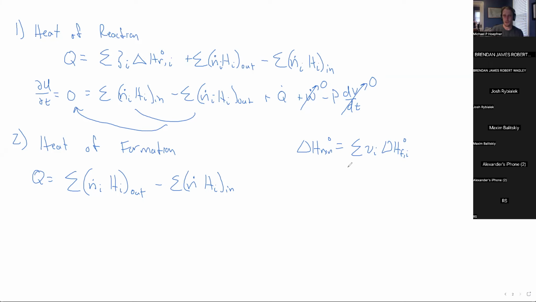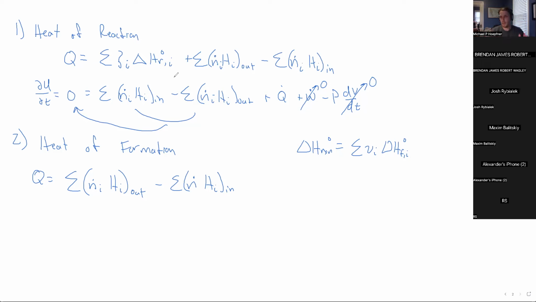So the only difference, and this pertains to homework 4, number 4 of the homework, between these two approaches is where do I put this information? In the heat of formation method, I include this heat of formation inside each of these individual enthalpies. In the heat of reaction method, I include this heat of formation information into the delta H of the reaction. But the concept is the same. We're just choosing a path through which we know the data.